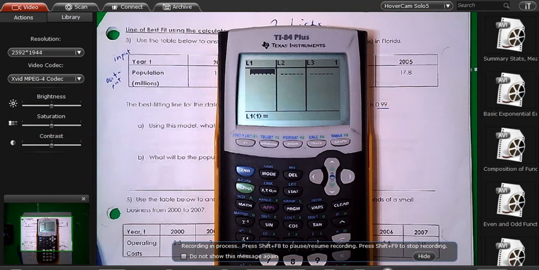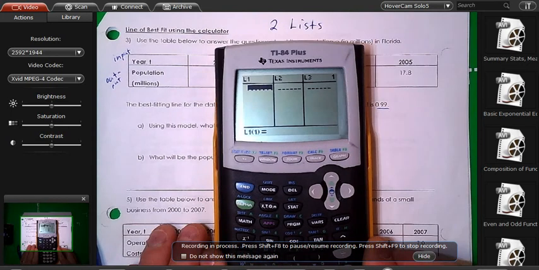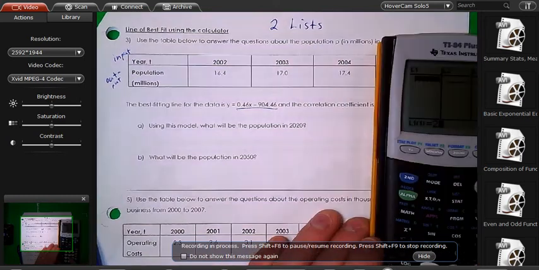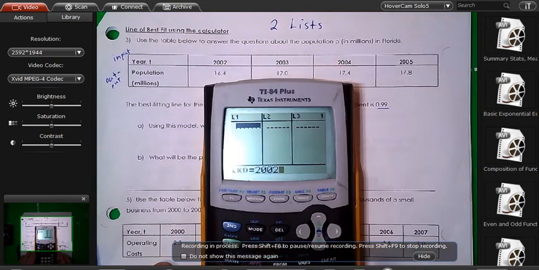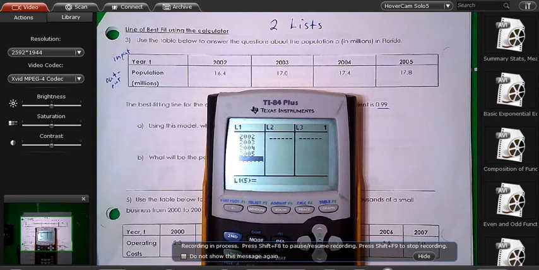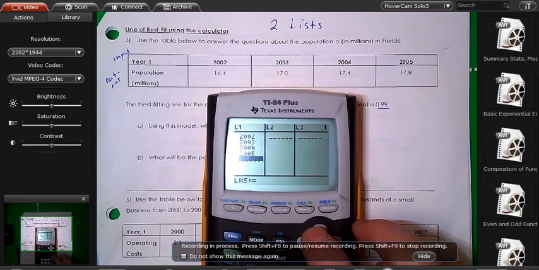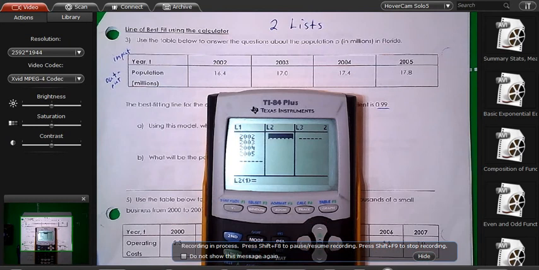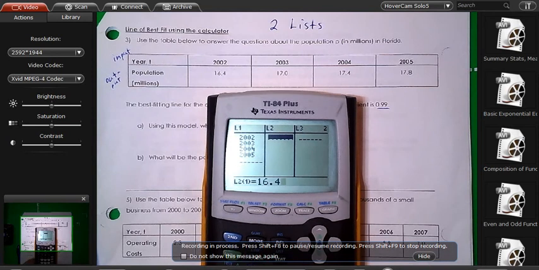We're going to plug in the years in list 1. So we're going to do 2002, Enter, just like we always do. 2003, enter. 2004, enter. 2005, enter. So we've got our years entered into list 1. When you've done that, then you're going to enter the population into list 2. So 16.4, 17.0, 17.4, 17.8. When everybody has those 4 items in each list, look up.